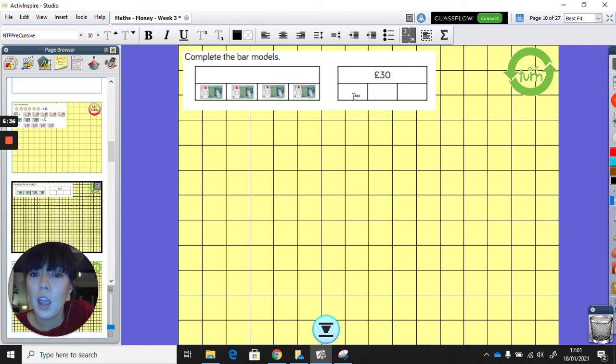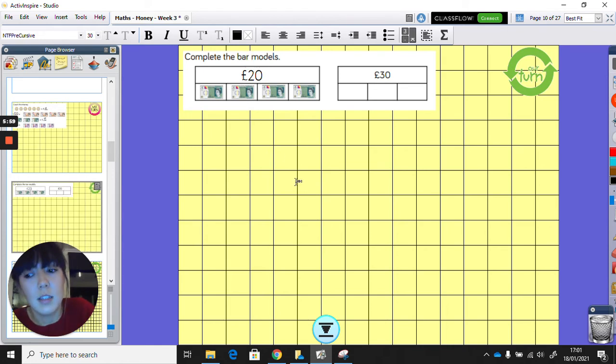So, let's have a think. For the first one, you are going to need to count up in 5 because that is a £5 note. So let's do that together. 5, 10, 15 and 20. So all together, that's £20, okay? You can't just write 20, you have to write £20, okay? Because it's not just 20, is it?